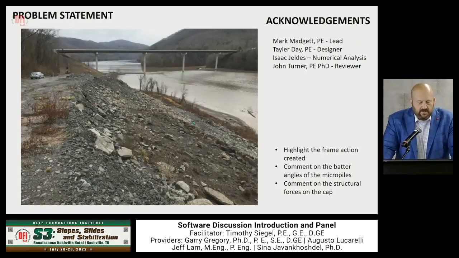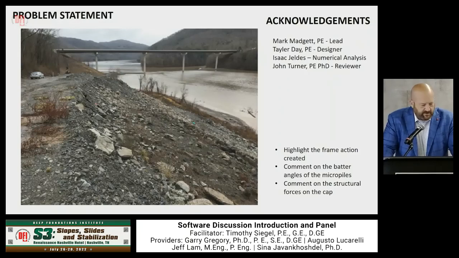A little introduction. This is an embankment in West Virginia. It was constructed in association with a fairly large bridge, as you see here. I need to acknowledge the folks that worked on this problem for Dan Brown Associates, and the lead person was Mark Madgett. Taylor Day, who was here yesterday, worked on it. He's since left our firm and gone with another firm in the local area. Isaac Heldes worked on that, as well as John Turner. For us, I felt that we needed to acknowledge them.